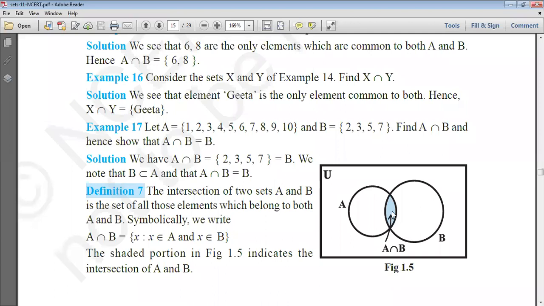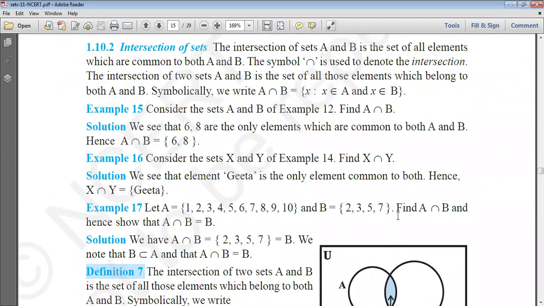So this shaded portion is the answer to the question A intersection B, because this is the only portion which is lying in both A as well as B. This is the diagrammatical representation. Now, if we write it using set builder form, the intersection of sets is as follows.